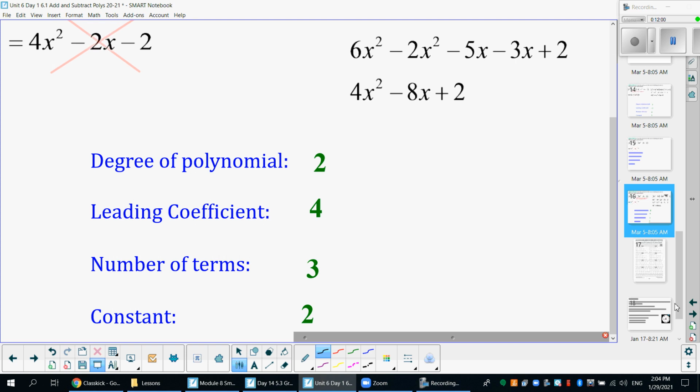So that's our practice today for working with adding and subtracting your polynomials, putting them into standard form, and then talking about their key features of the degree, leading coefficient, number of terms, and the constant.